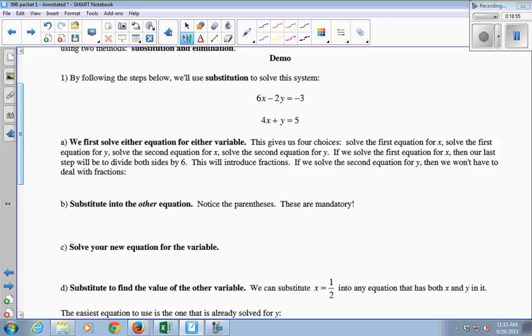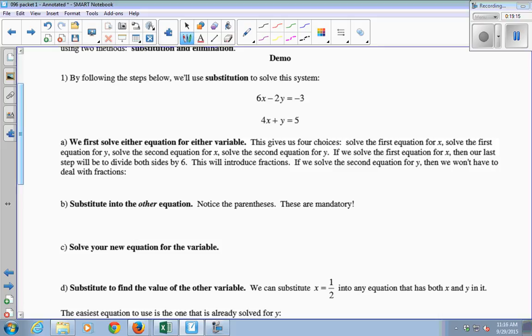First, solve either equation for either variable. That means we have 4 choices. I could solve the first equation for x or for y, or I could solve the second equation for x or for y. It is entirely your choice, but some of the choices are easier than others, right?